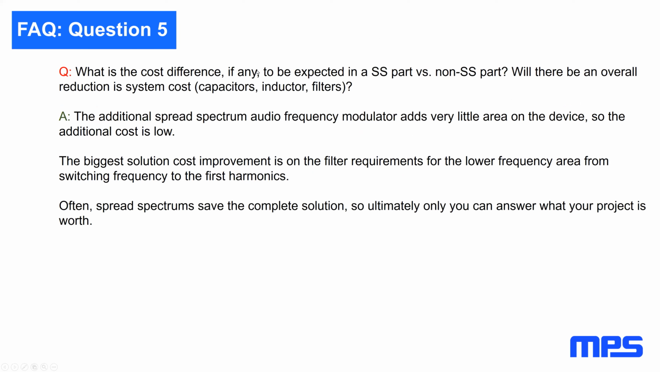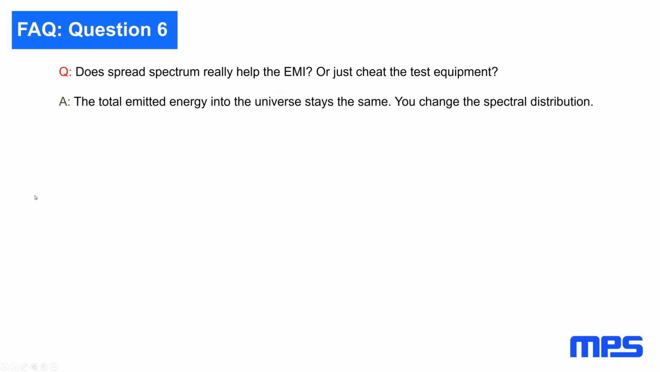What cost difference is to be expected from a spread spectrum part compared to a non-spread-spectrum part? Sure, the spread spectrum part needs an additional modulator to change the frequency, but that's typically not a big deal compared to the main power switches. And we are talking about a few percent of die area. So it's very little additional cost.